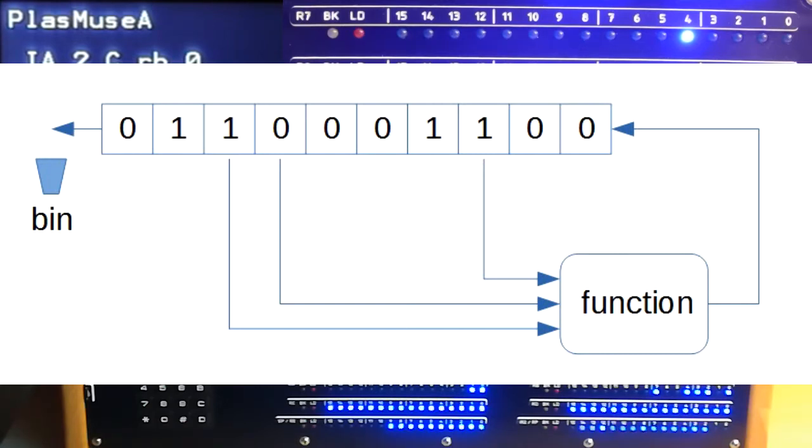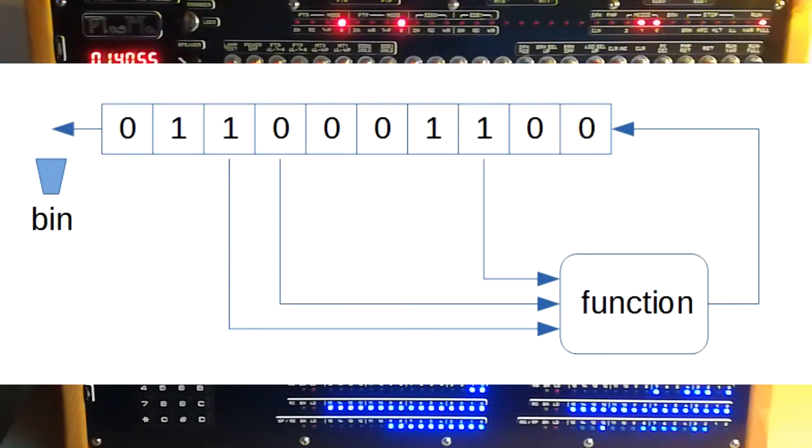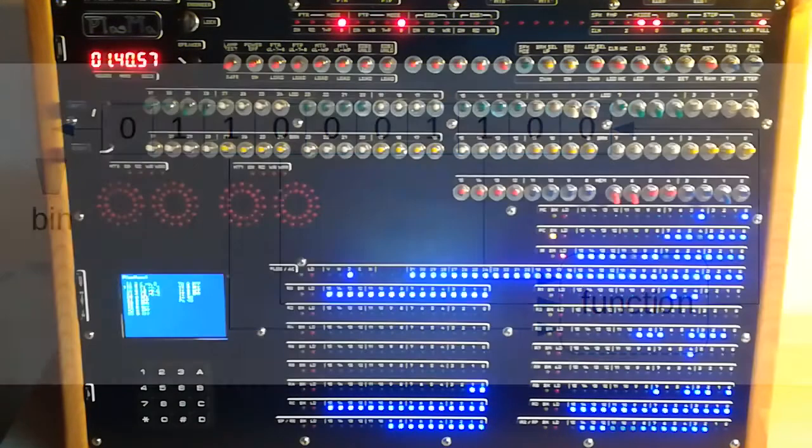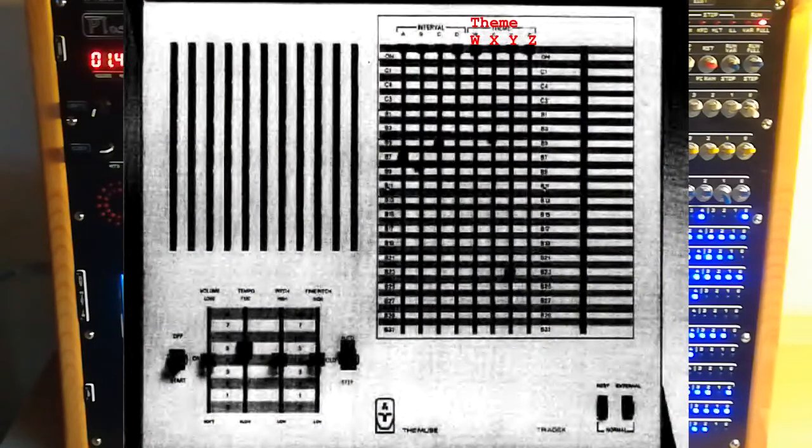And the function which generates the input bit is an exclusive NOR gate with 4 inputs called W, X, Y, and Z, which are called the theme. And just like the intervals A, B, C, and D, these theme bits can be 0 or 1. Now the exclusive NOR function sounds complicated, but it just means that the shift register is fed with a 1 if the theme contains an even number of 1s, otherwise it's fed with a 0.